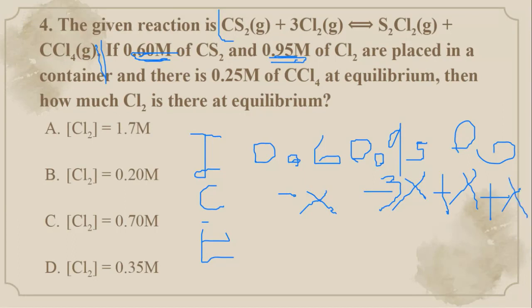Great job, guys. And then for equilibrium, we just combine our initial plus our change. We're going to do 0.6 minus x, 0.95 minus 3x.